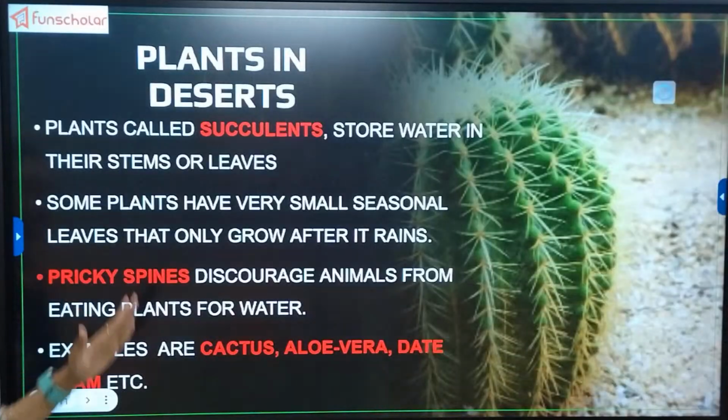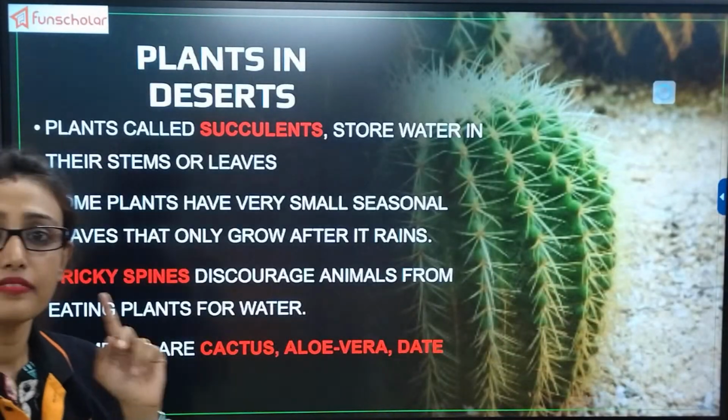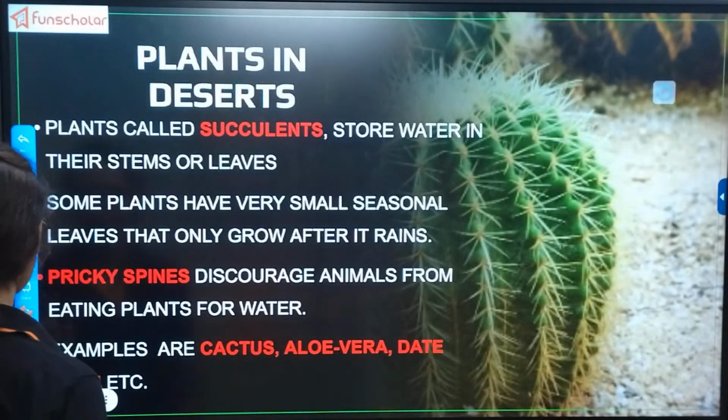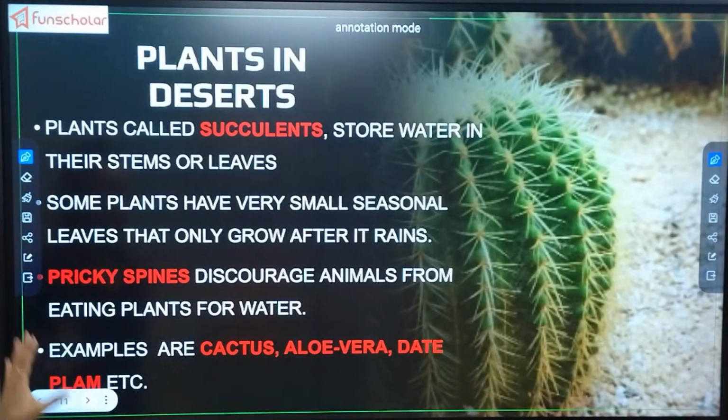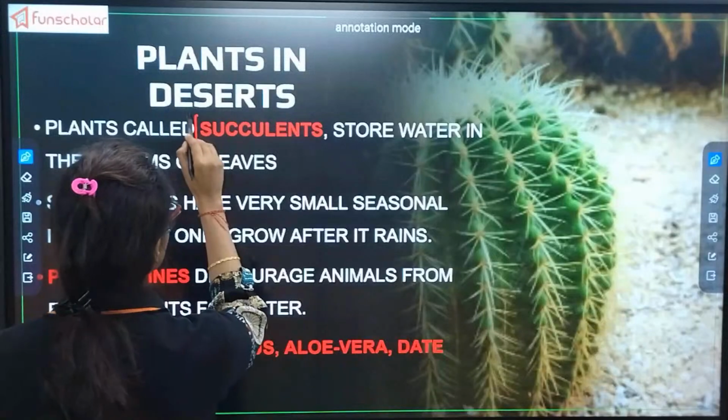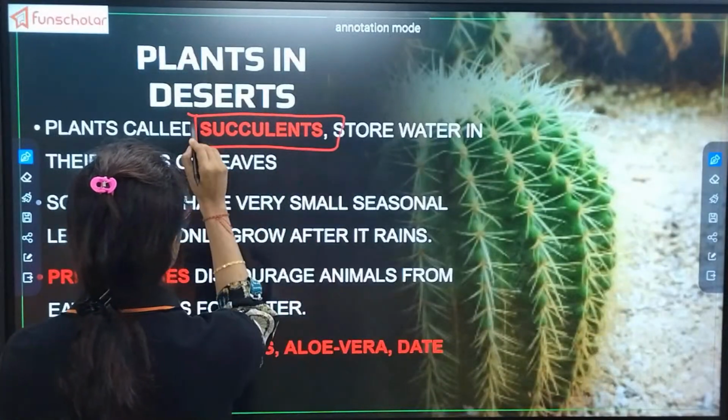Now, the plants of desert, they have another name. Okay? Just don't confuse yourself. Just remember this name. Succulent. Okay?